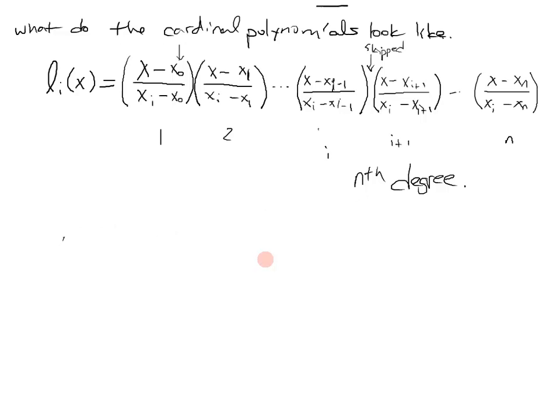Okay, now check this out. What happens if I do Li of xi? Plug in an xi. I claim that equals 1.